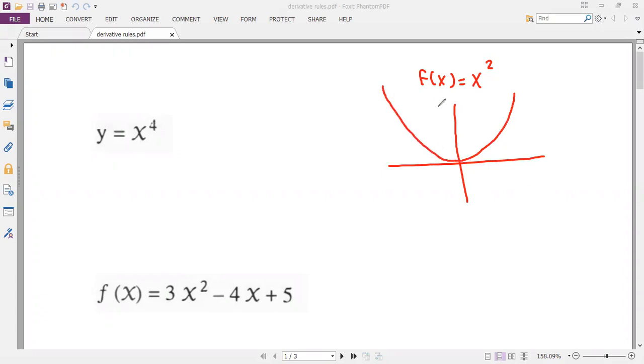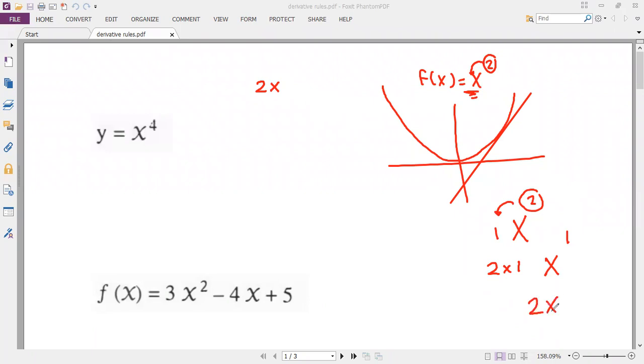And if I want to find the slope of the tangent at any point, the slope of the tangent of this function at any point is going to be 2x. What happened? Just multiply the power here by the coefficient of x. The coefficient of x is 1. Multiply the power here by the coefficient of x. So 2 times 1 is 2. And subtract 1 from the power. It's going to be 1. So 2 times 1 is 2, x to the power of 1, which is 2x.